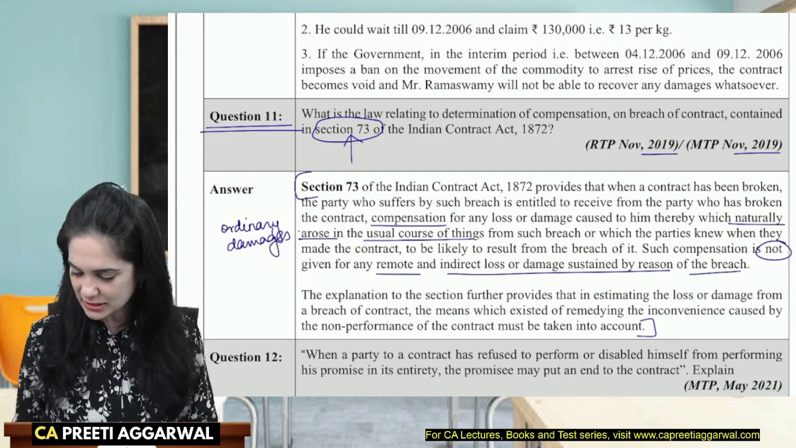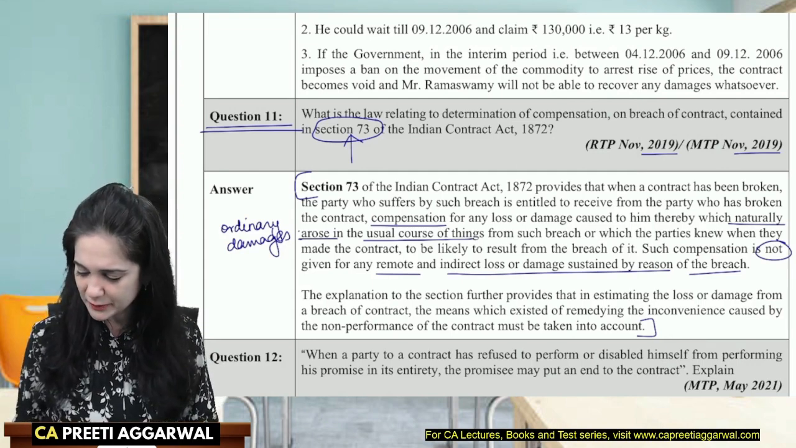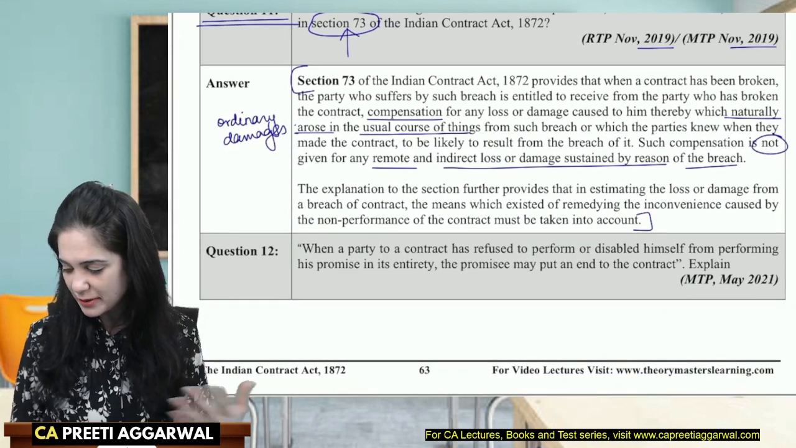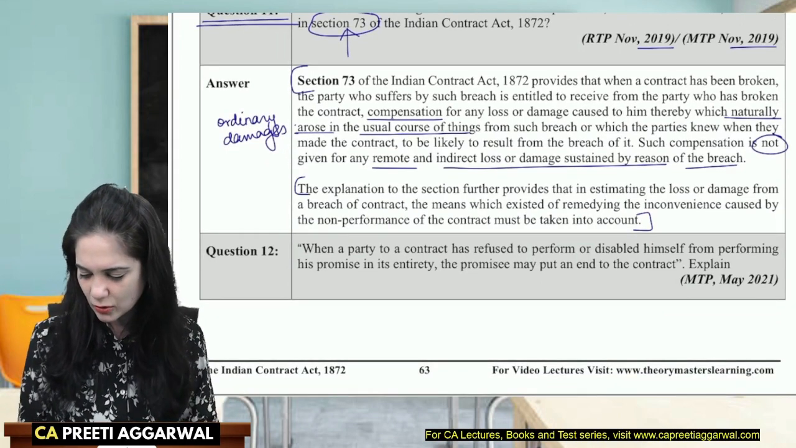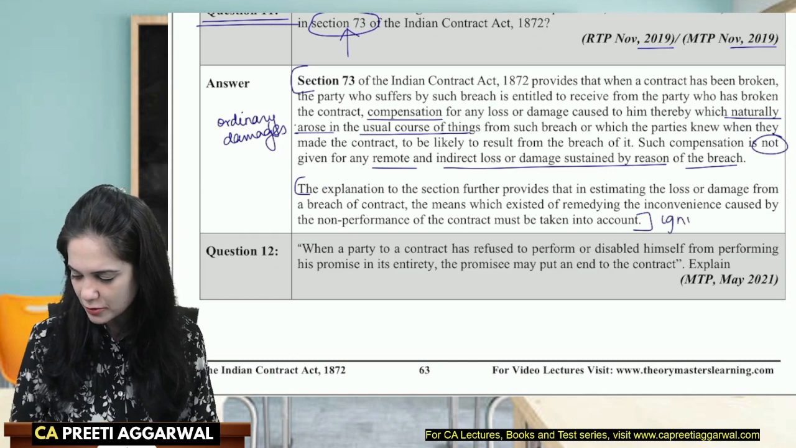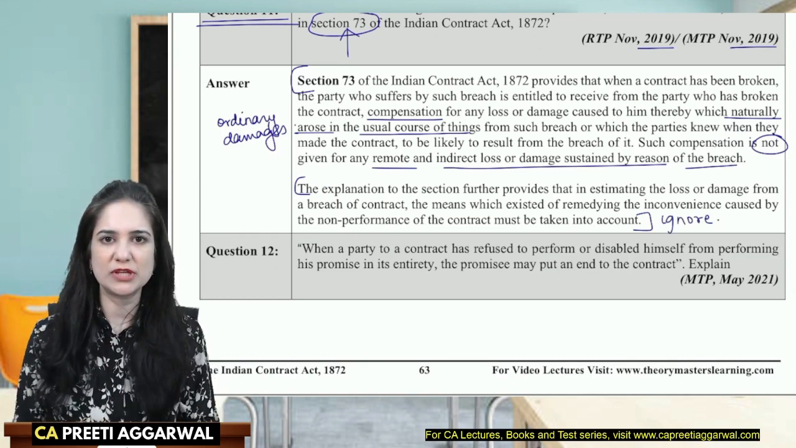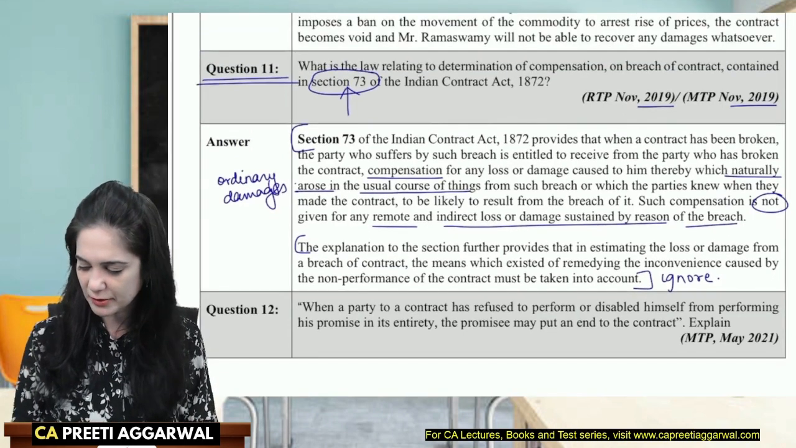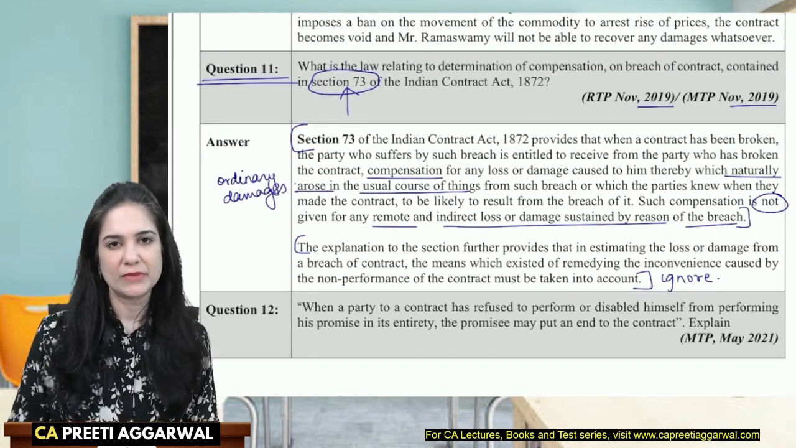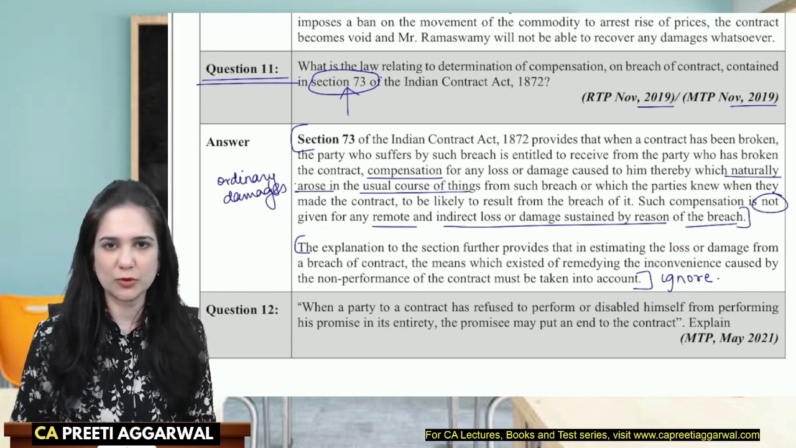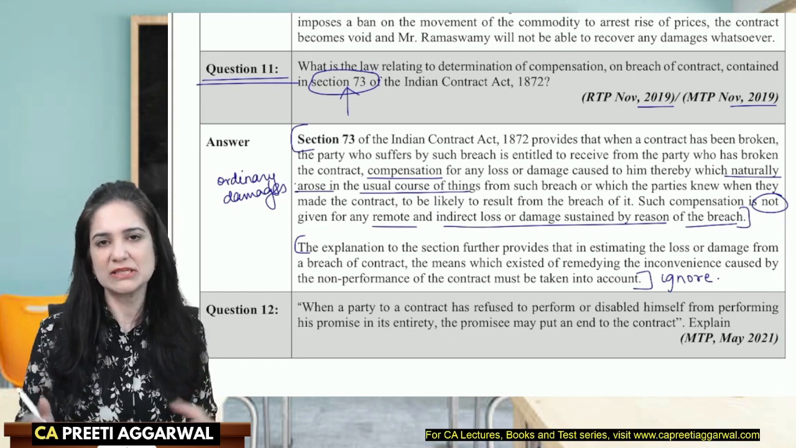So any loss arising from breach, it means which existed in which existed of remedying the inconvenience. This you can ignore. Okay, you can ignore this. It is not important, and it is a little difficult to remember the way in which they have framed the sentence. This much is sufficient. If you want, you can give an example of breach of contract because you may want to create length in the exam. But this is what they expect.